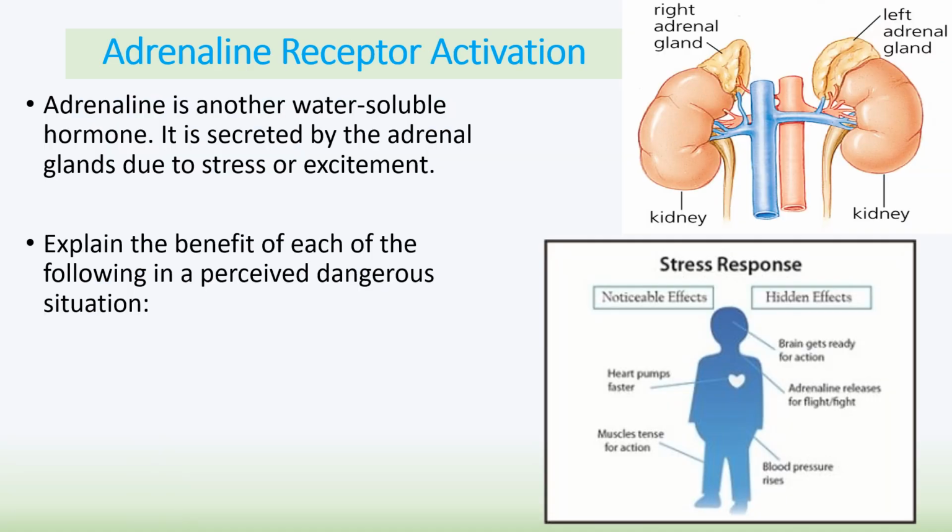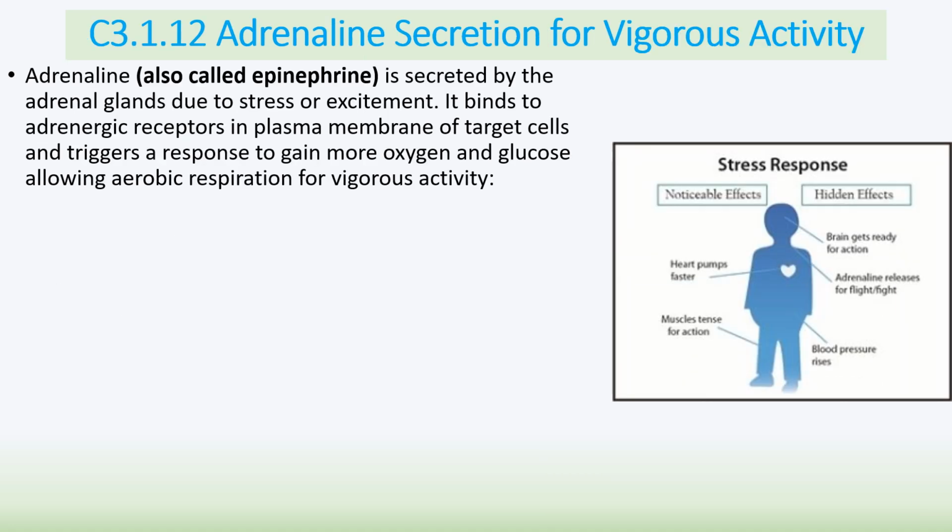So the example we're going to look at is adrenaline. Adrenaline is a water-soluble hormone secreted by the adrenal glands, as you know, hopefully, for the flight or fight response. And effectively, we need to know a little bit about adrenaline and how it works. Adrenaline is also called epinephrine, and it binds to adrenergic receptors on the plasma membrane and triggers a response to gain more oxygen and glucose for vigorous activity.